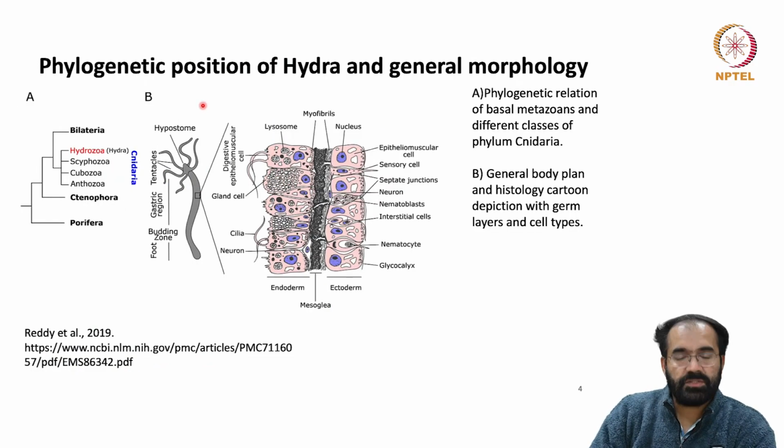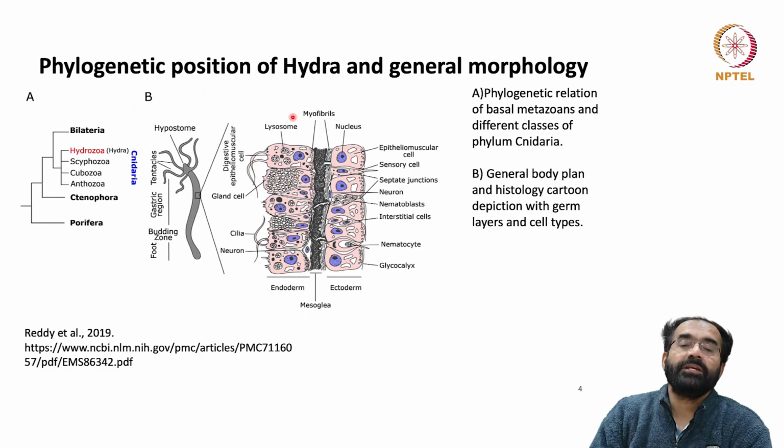So if you look closely, you can see the Hydra has a unique phylogenetic position. Like you can see here, starting from Porifera. Protozoa is a single-celled organism, and the next level is Porifera, and then it is classified into multiple groups. That is, Ctenophora is there, and Bilateria is there, and then there is Hydrozoa, which the Hydra belongs to, and Scyphozoa, Cubozoa, Anthozoa, etc.